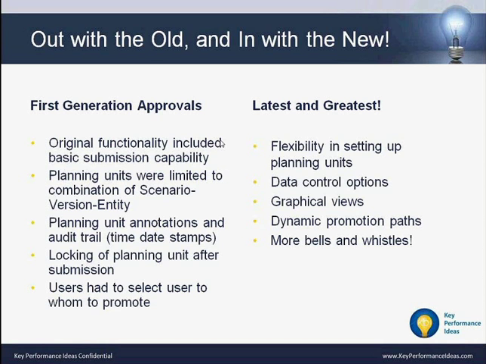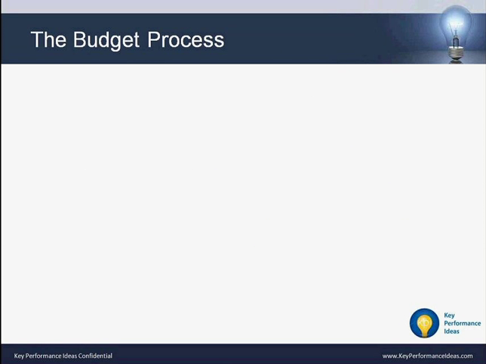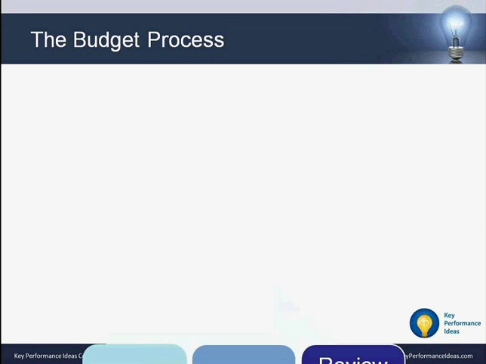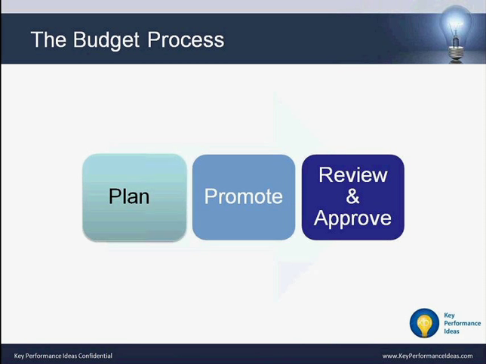Now that we've discussed what approvals does, and I gave you a high-level look at some of the features, let's tie that into the actual budgeting process. When we think about a typical budget cycle, we can break it into 3 phases: planning, promoting, review, and approval. Planning is when your users enter the data, promotion when your users are sending their budget for review, and review and approval, which is the sign-off and final submission.